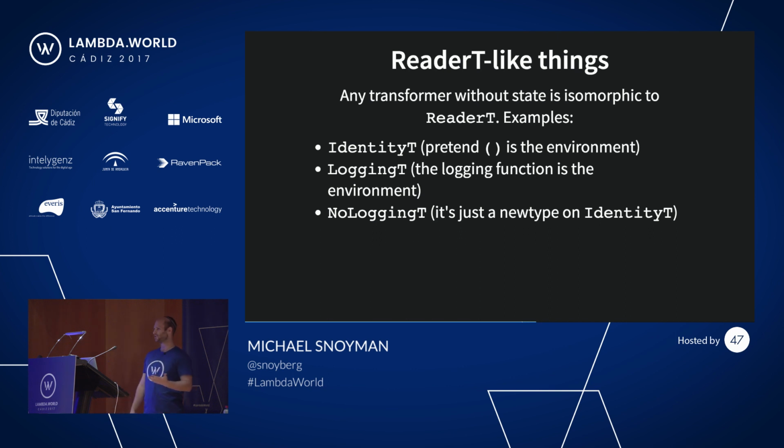So is ReaderT really that special, or are there other things like it? It turns out that there are lots of things like ReaderT, but they're all isomorphic to it. Anything which just has some kind of input value can work like this. IdentityT is an example of that. Turns out that IdentityT can be represented as ReaderT, where the environment is just a unit value. In other words, we don't care about it. LoggingT and NoLoggingT are both things from the monad-logger library. Both of those work in the same way. So if you're able to take your monad transformer and somehow represent it in terms of ReaderT, you're going to be safe, and you're going to be able to do this unlifting.